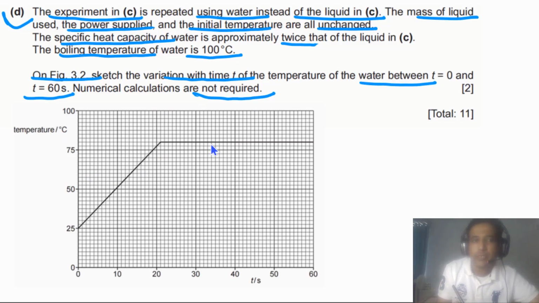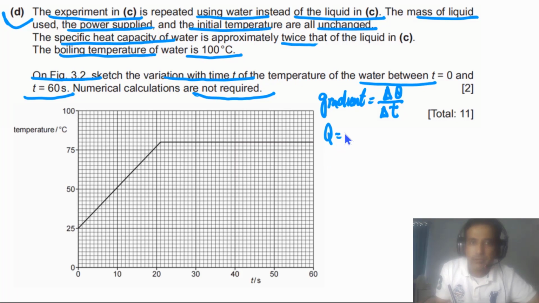First of all, if you look at the graph, we have temperature and time: temperature on the y-axis and time on the x-axis. So we can write down the gradient. The gradient has to be equal to the change in temperature, delta theta, divided by the change in time, delta t. For this, the specific heat capacity is given to us. So we can write Q equals mc delta theta.